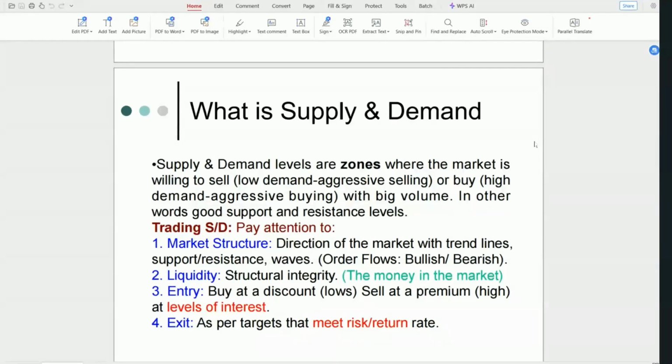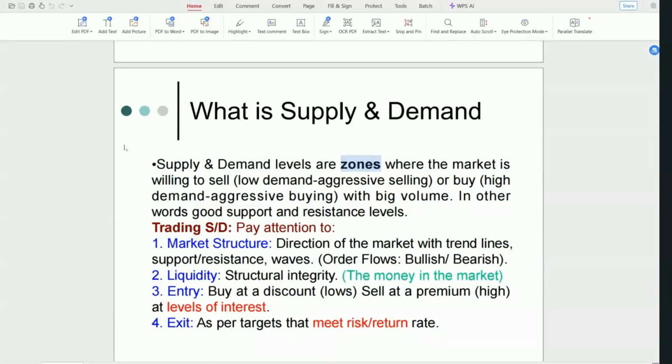Supply and demand levels are zones, and the key word here is zones. Supply and demand levels are zones where the market is willing to sell or buy with big volume. In other words, good support and resistance levels.